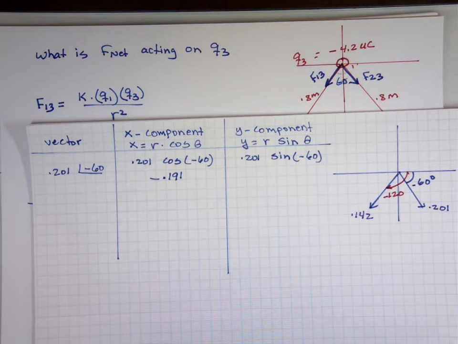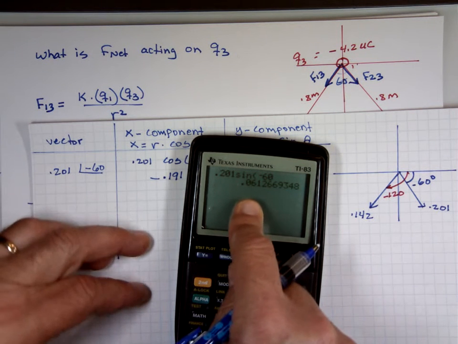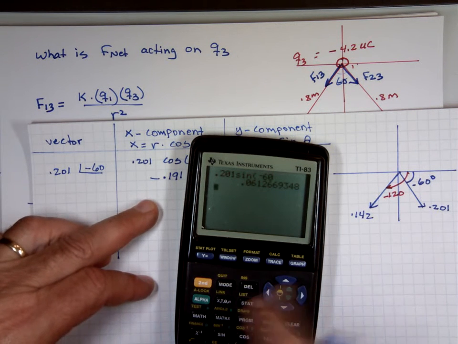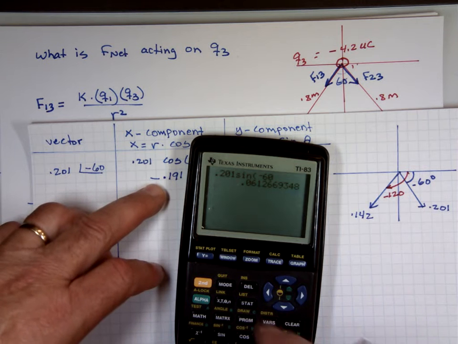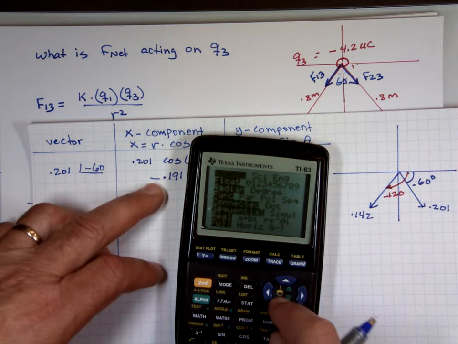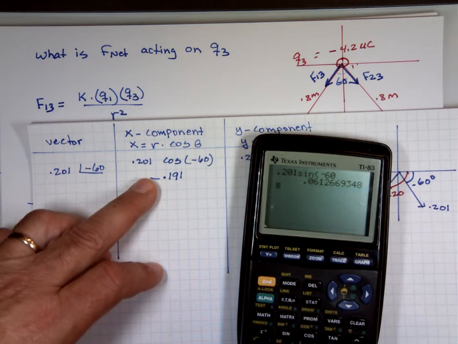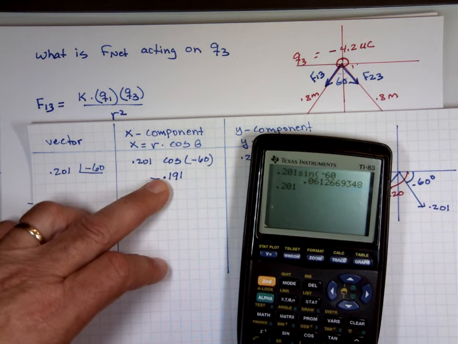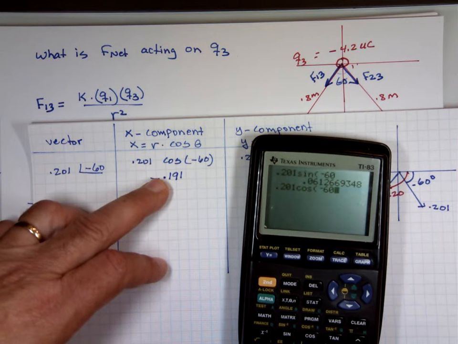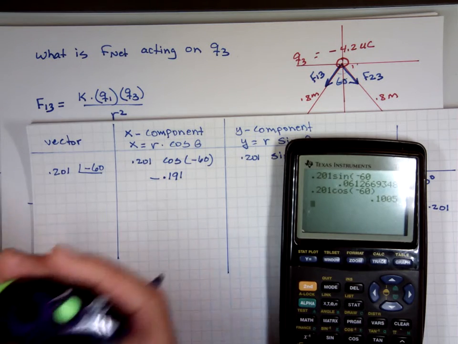I might be in radian mode because that gave me a positive value. That doesn't make any sense. I might be in radian mode and this doesn't make any sense. Let me just check my mode on the calculator. Where's mode on this calculator? Mode. Yep. I need to be in degree mode. Okay, let me redo that number. 0.201 cosine negative 60. 0.101. It's not a negative, it's positive.